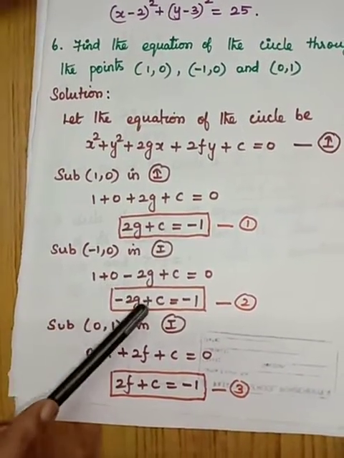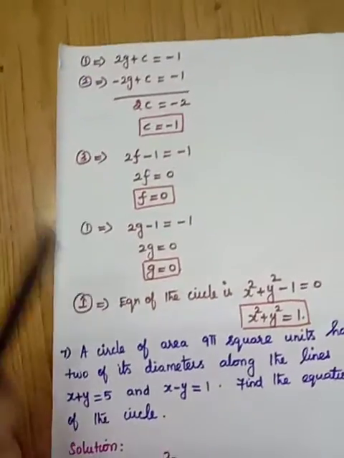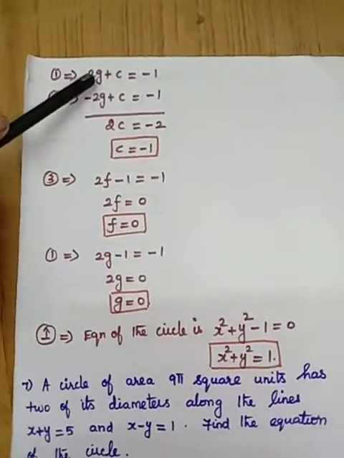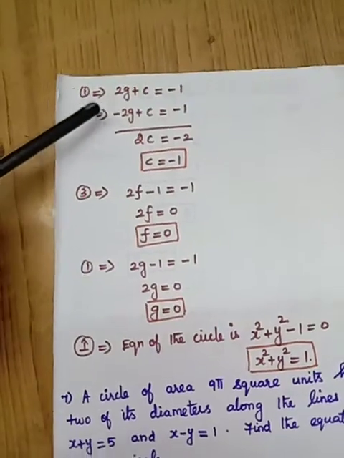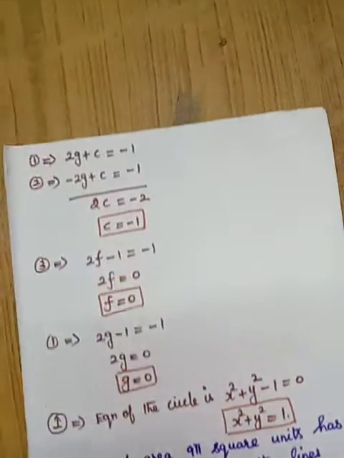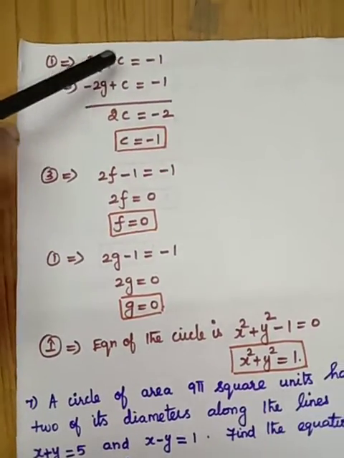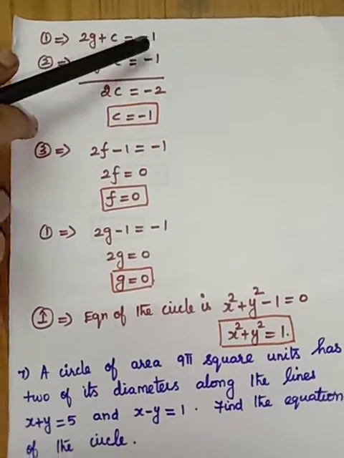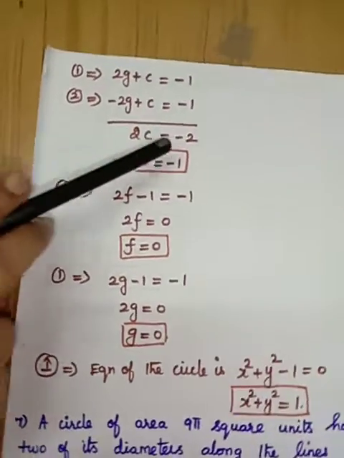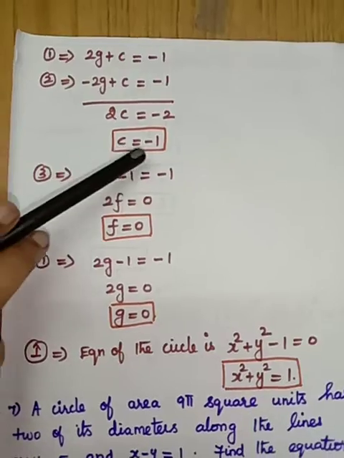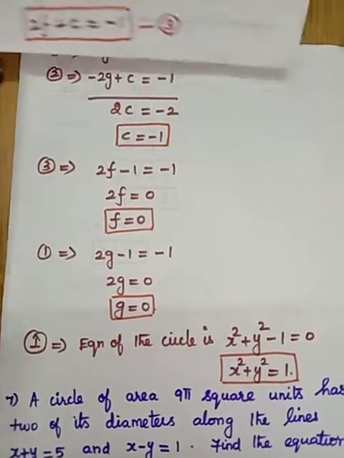So I will consider the first 2 equations. See that when I add these 2 equations, plus 2g and minus 2g get cancelled. What is c plus c? It is 2c. Here in the right hand side, minus 1 minus 1 is minus 2. So c is equal to minus 1.